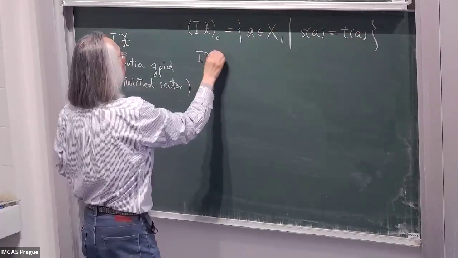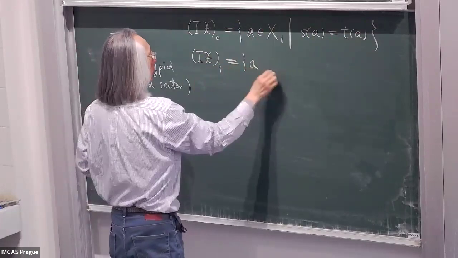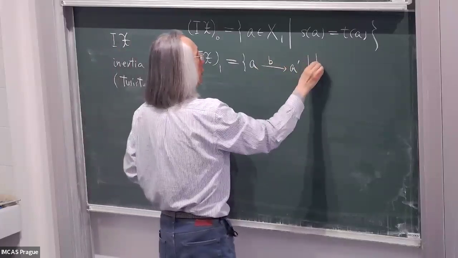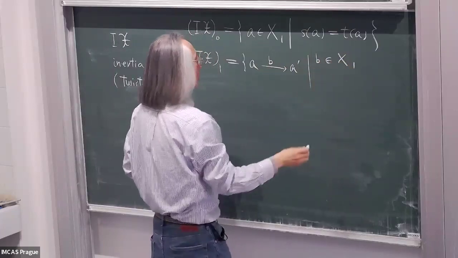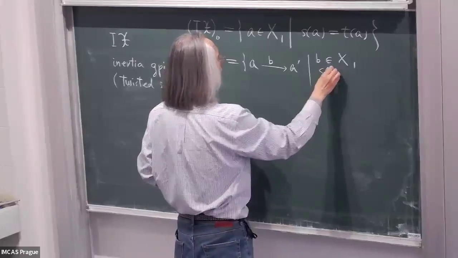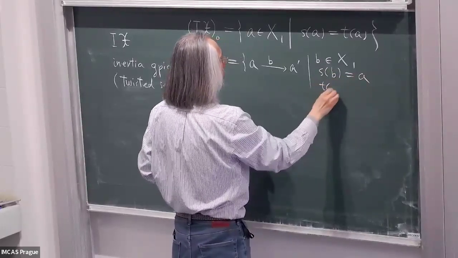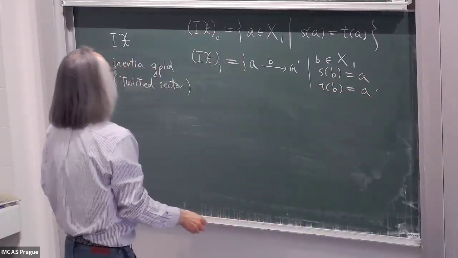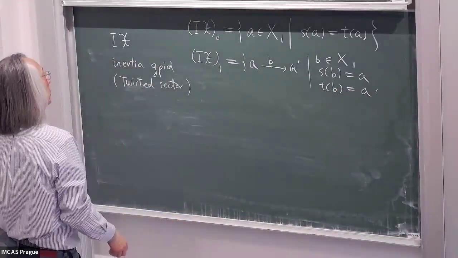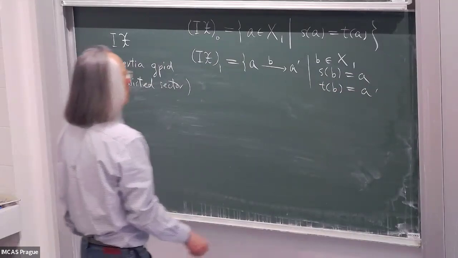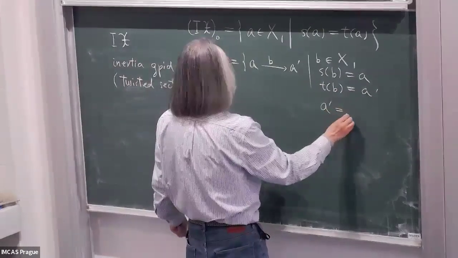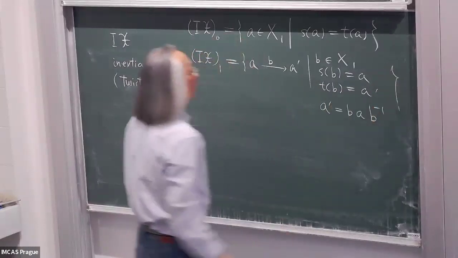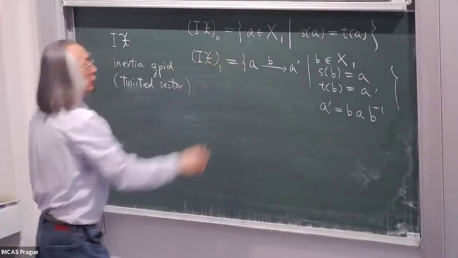And I of X1 is just A prime like this, and then maybe B here. Then B is also X1, and S of B is equal to A, and T of B is equal to A prime. And, oh wait, they are related by A prime. A prime is related by B, A, B inverse or something. So this is this kind of stuff.